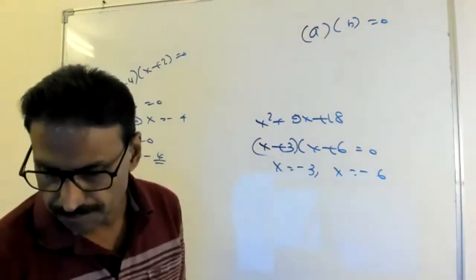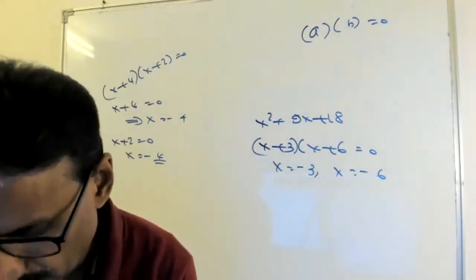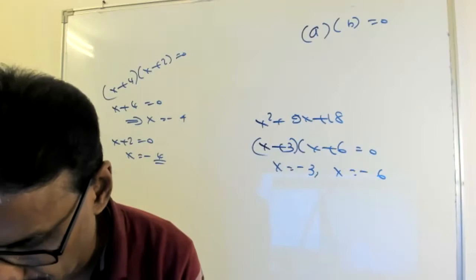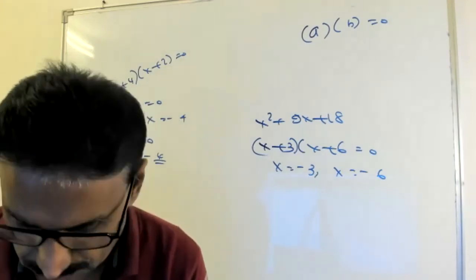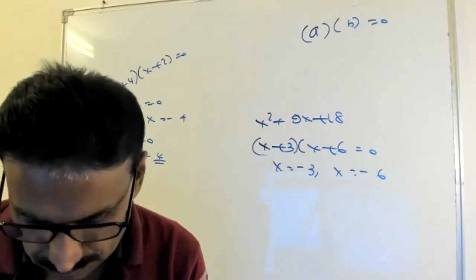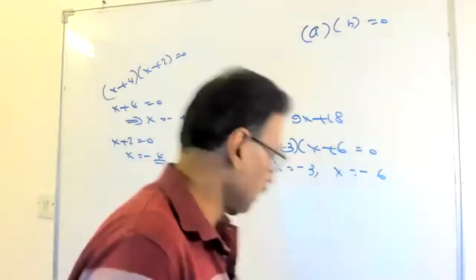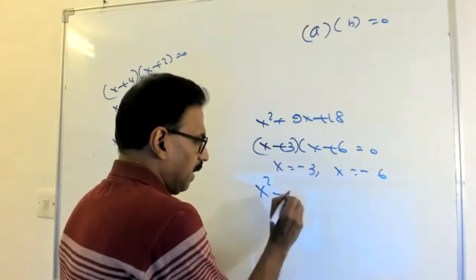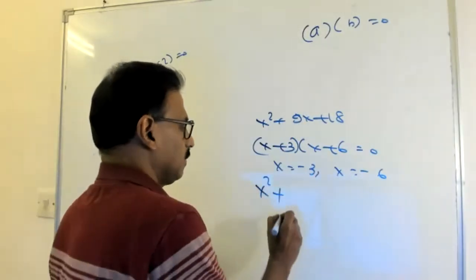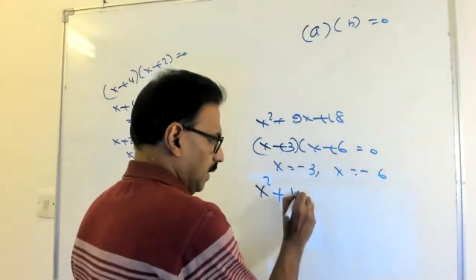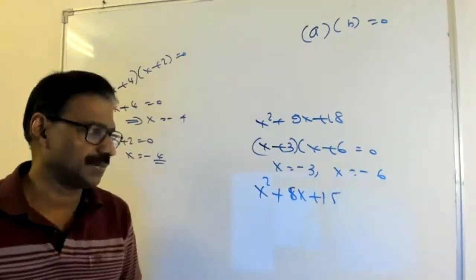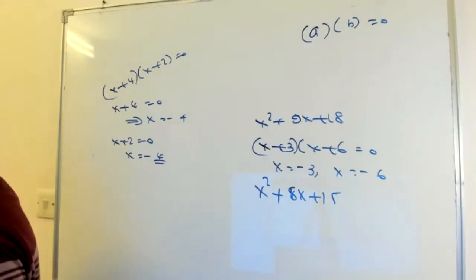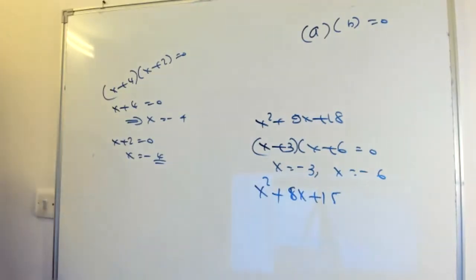Two x square... wait. Okay. X square plus 8x plus 15. X square plus 8x plus 15.